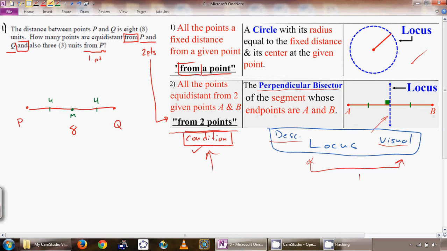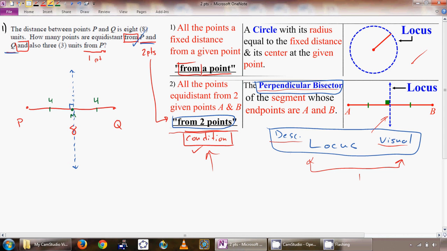So from P and Q, right? So when I'm given 2 points, my locus is going to be the perpendicular bisector of that segment. I'm going to have to go through the middle, and I'm going to have to be making a right angle. So I'm going to go through the middle of that segment, okay? And that's the locus, and I'm making a right angle. So boom, done with that one. Check that one off.